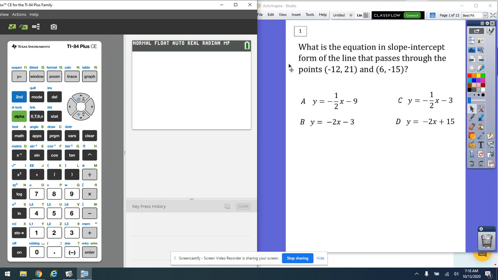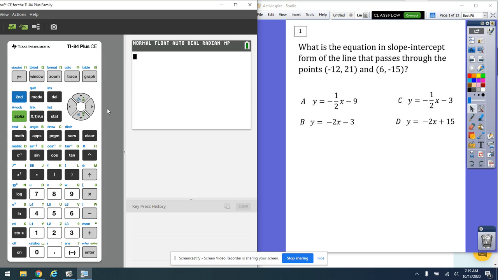Our first example is, what is the equation in slope-intercept form of a line that passes through these points: -12, 21, and 6, -15? I have these four answer choices. When you're taking the STAR test, you're basically going to use these answer choices against these points. Here's how it works out. If it's already set for y, that means it's ready to graph.